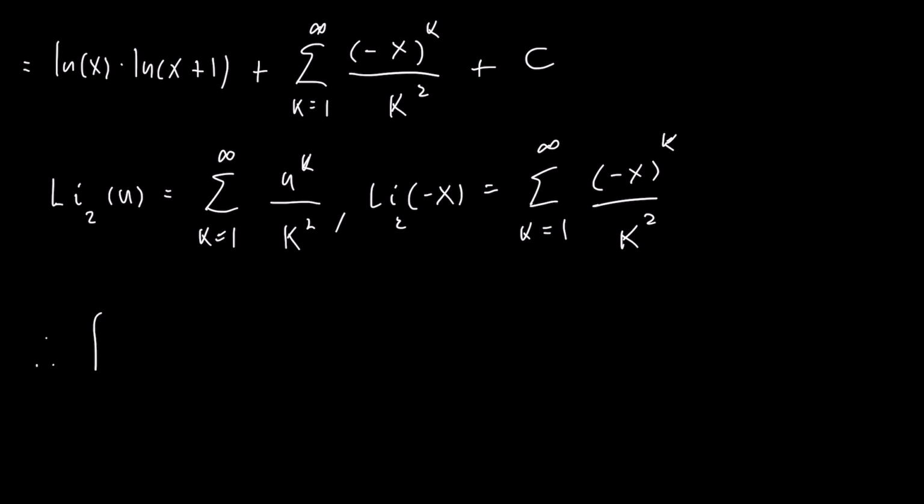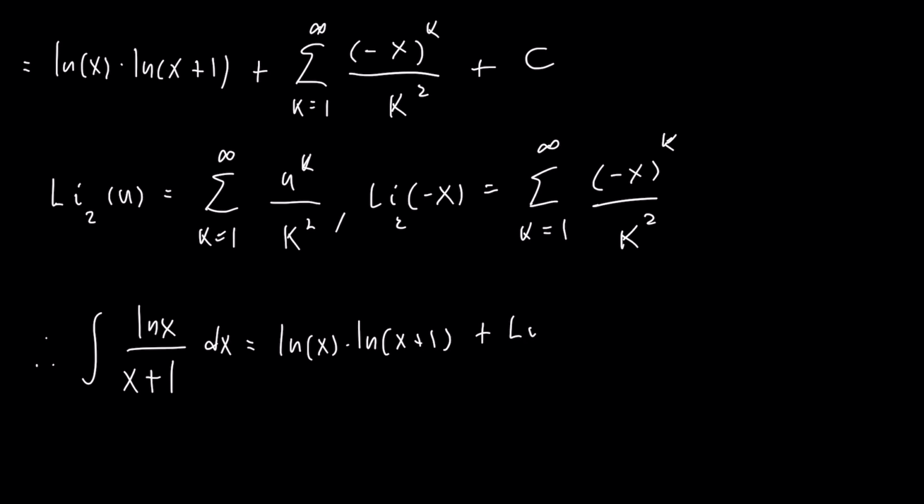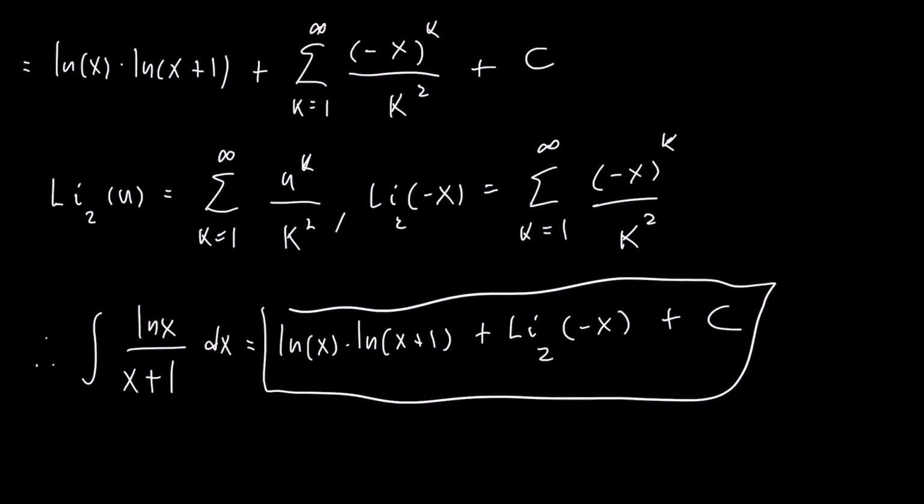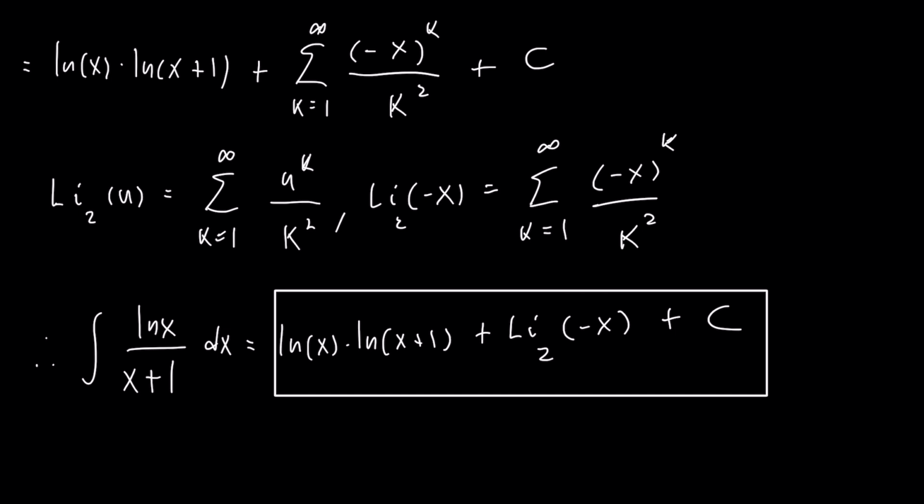So now we have that, therefore, the integral of the natural log of x over x plus 1 dx is the natural log of x times the natural log of x plus 1, and then plus the dilogarithm of negative x plus the constant of integration. And so this is the final result.